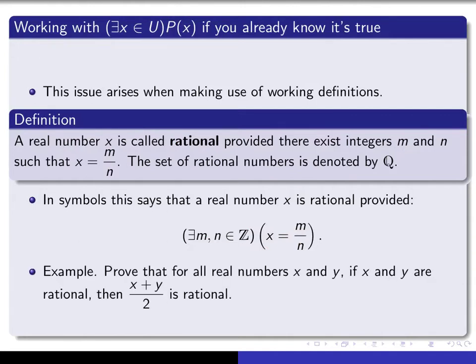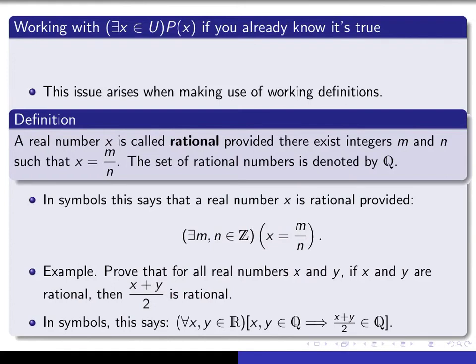Now here's an exercise for you. I want you to prove that for all real numbers x and y, if x and y are rational, then (x plus y) over 2 is also rational. First of all, could you please put that in symbols for me? So put your video on pause and put that thing in symbols. Okay, in symbols it says for all real numbers x and y, if x and y are rational, then (x plus y) over 2 is rational.